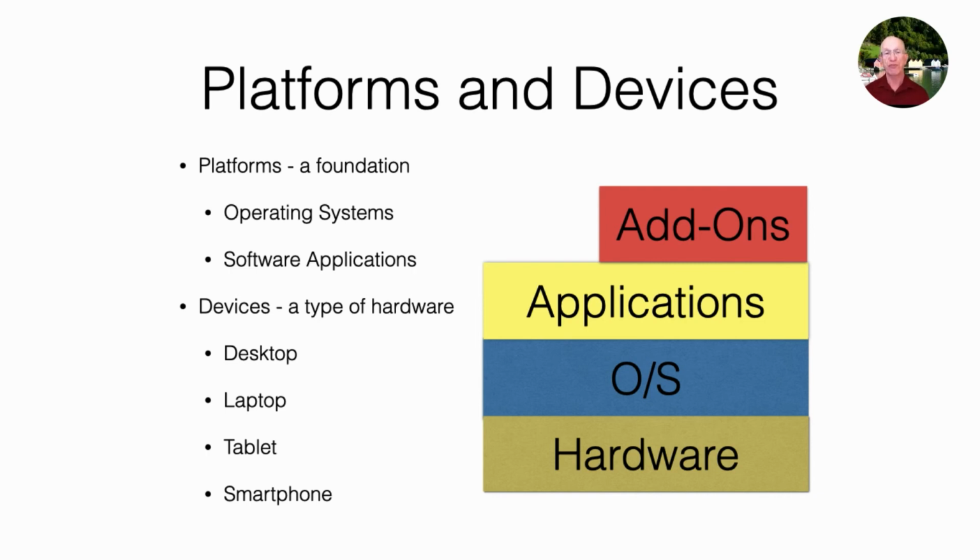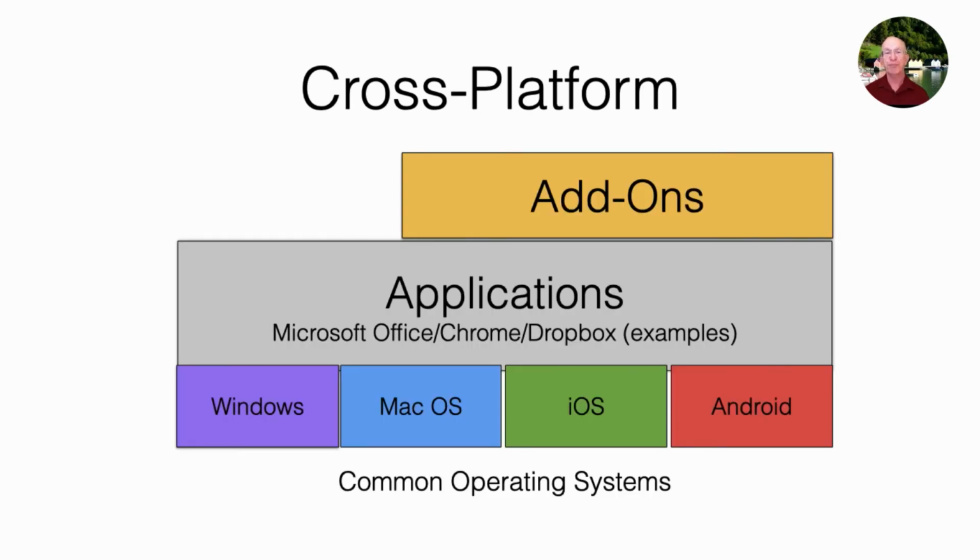And the platform could be a desktop, but that doesn't tell you what platform it is, or a laptop, or a tablet, or a smartphone. That doesn't tell you what the real platform is. That tells you just physically what kind of device you got. What really tells you is whether you're using Windows or Mac or iOS or Android or even Chromebooks. Now, that's another type of platform. These are operating systems that run on specific types of hardware.